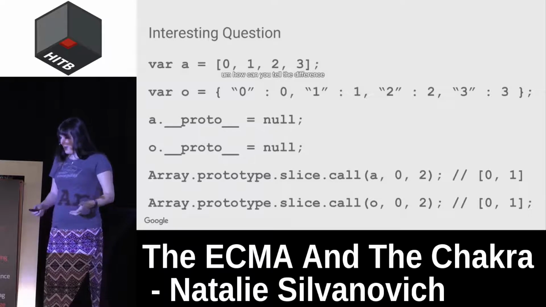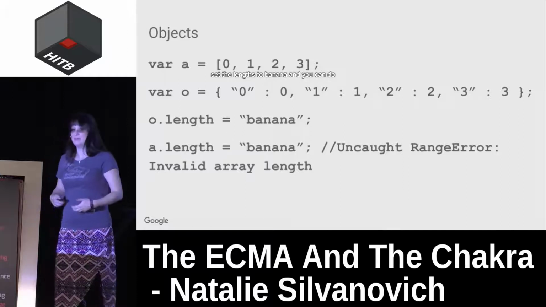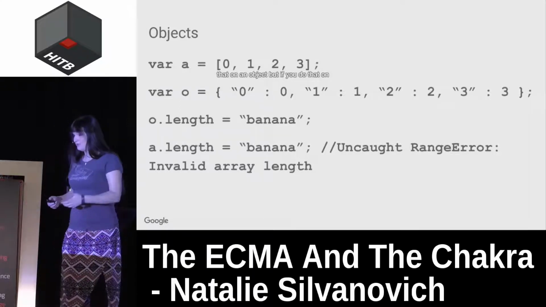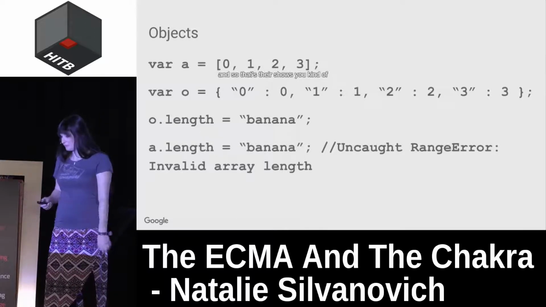So how can you tell the difference between these two? As far as I can tell, I can only think of one way, which is you set the length to banana. You can do that on an object, but if you do that on an array, you'll get an exception thrown.